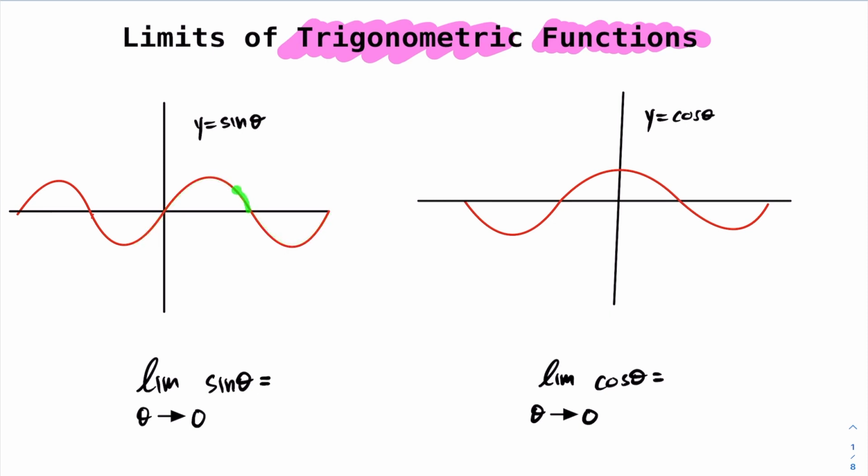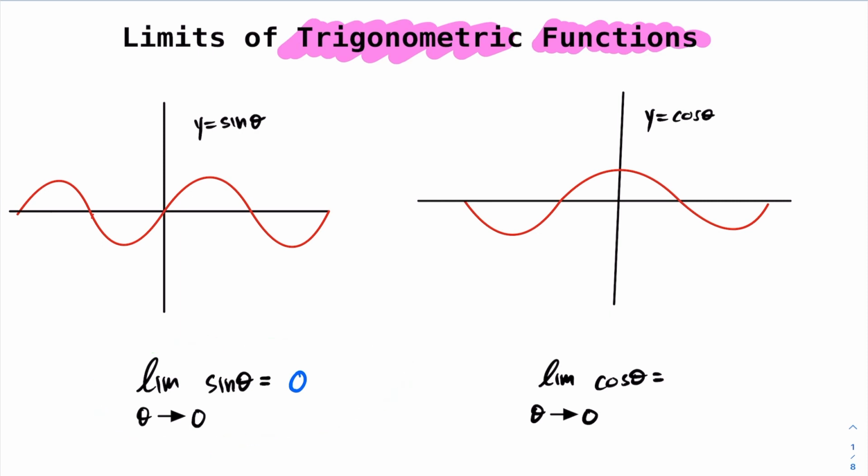Well, as theta goes to 0, whether I approach it from the right-hand side or whether I approach 0 from the left-hand side, in both situations my function is approaching 0. So the limit as theta goes to 0 of sine of theta is 0.